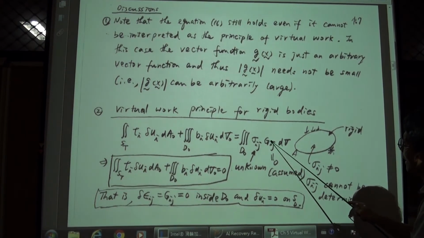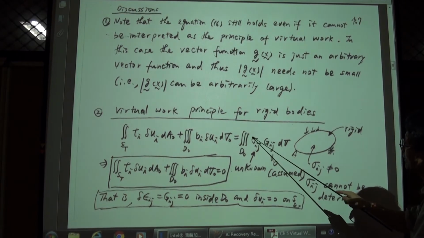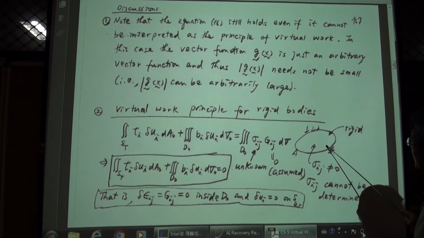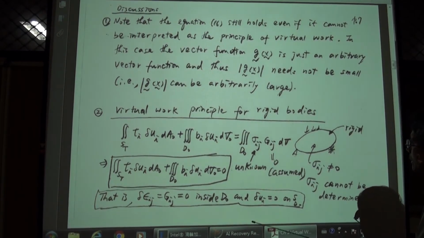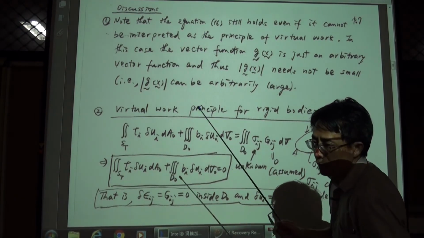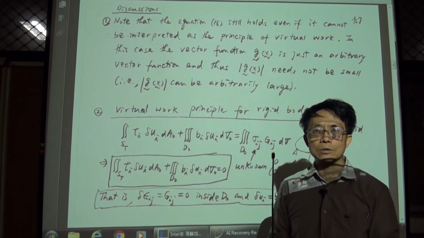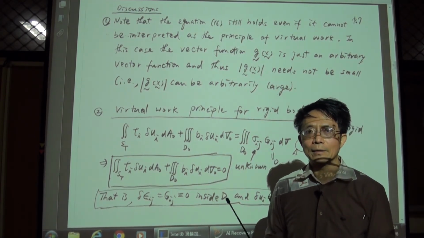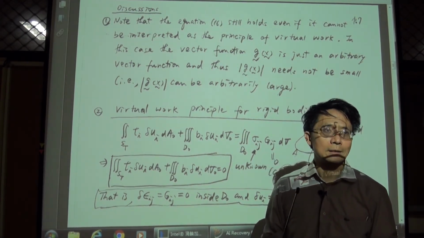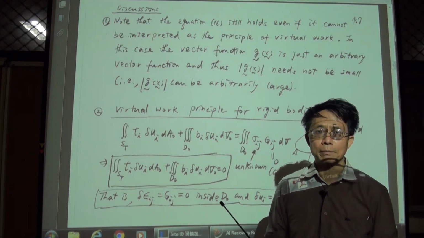And also, the stress inside the rigid body is not zero. Inside a rigid body, we still have stress. The stress inside the rigid body can be anything. But the stress inside the rigid body cannot be determined.